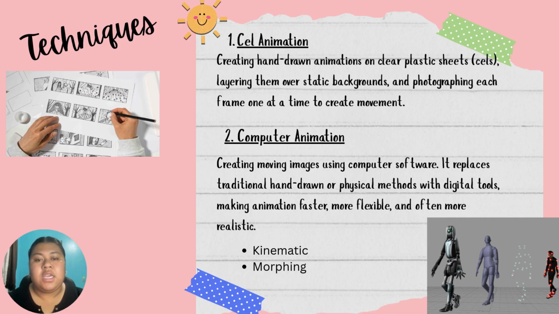For the morphing technique, this is where one image smoothly transforms into another over time. It is commonly used in 2D animation, motion graphics, and visual effects. Therefore, the difference between cell and computer animation is that cell is traditional, handmade, and artistically rich, but computer animation is digital, efficient, and more flexible for modern workflows.